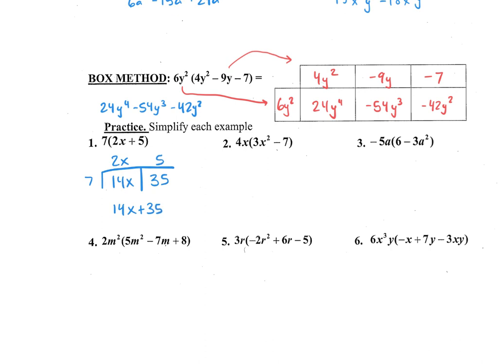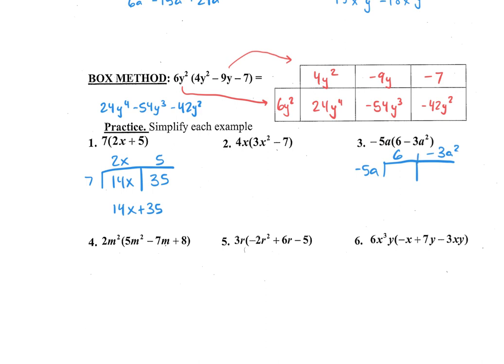All right, let's do something a little more complicated. Let's go to number 4. Why not? Actually, no, let's do number 3. Number 3. So I got negative 5a, and I have 6 minus 3a squared.